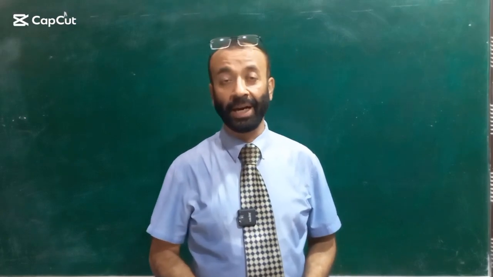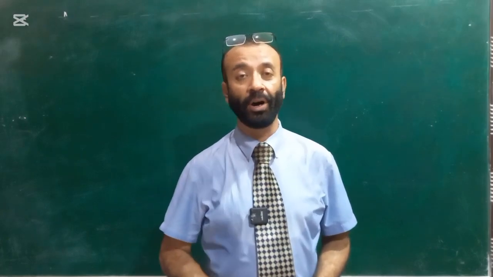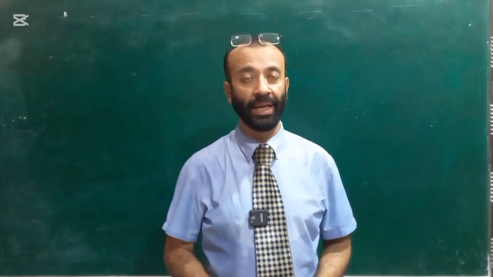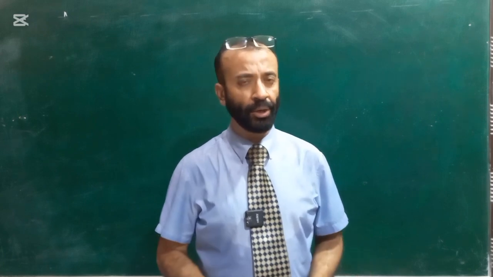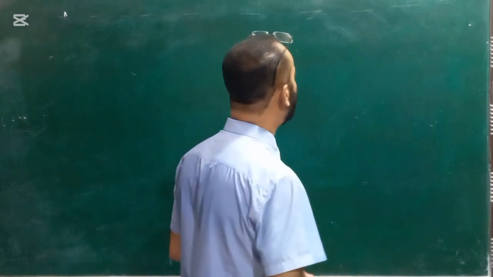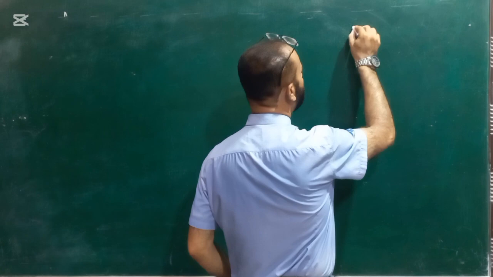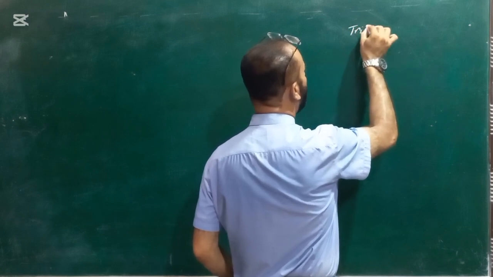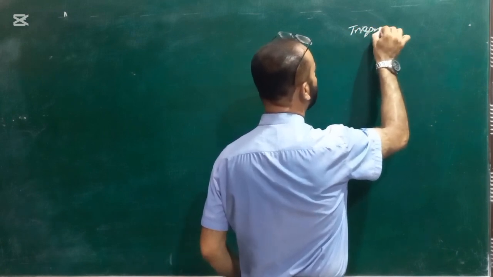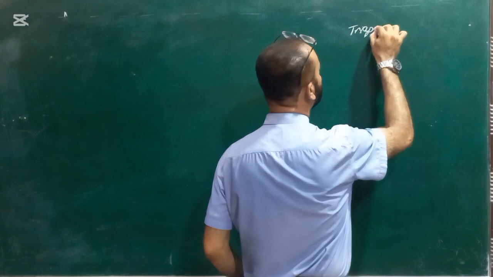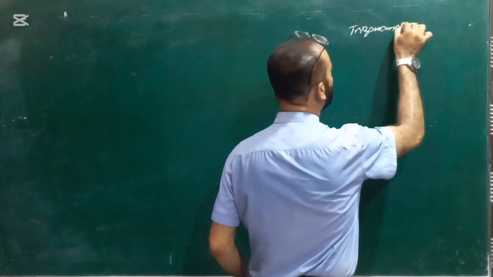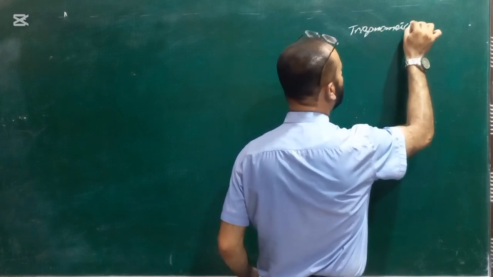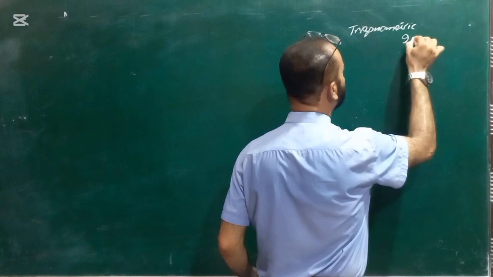Good morning, students. Our topic today in the subject of Pure Mathematics 3 A levels is trigonometry. And in trigonometry, what we are going to read today is trigonometric identities. Okay, trigonometric identities.